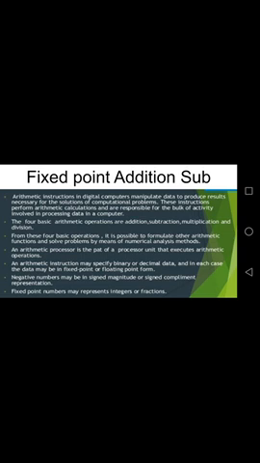This we discussed, right? The data can be a fixed point representation or a floating point representation. We will discuss how the arithmetic operations are performed for fixed point representation as well as floating point representation.